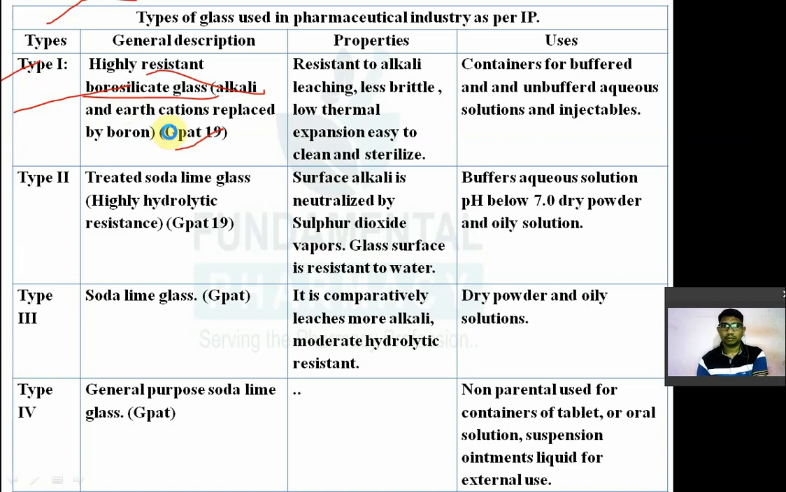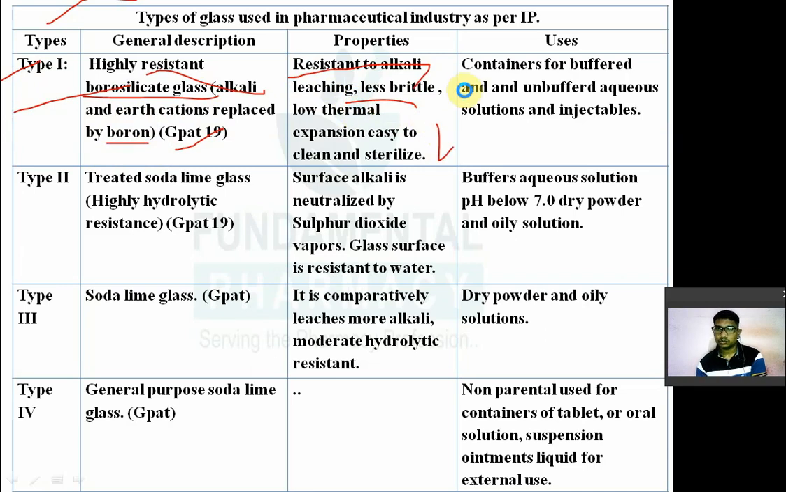ये बाद में फिर आपको कंफ्यूज नहीं होना. टाइप फर्स्ट इज अ हाईली रेजिस्टेंट ग्लास. प्रॉपर्टीज क्या है इसके? रेजिस्टेंट टू अल्कली लीचिंग. इस टाइप के ग्लास में आपने वाटर रख के हीट किया उसको तो जो अल्कली रिलीज होने वाला है वो नहीं होगा क्योंकि all the other cations are replaced by boron. So it is a highly resistant borosilicate. It is less brittle. It has a low thermal expansion, easy to clean and sterilize.